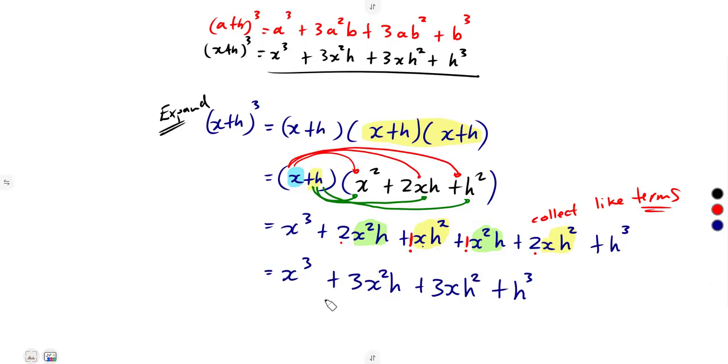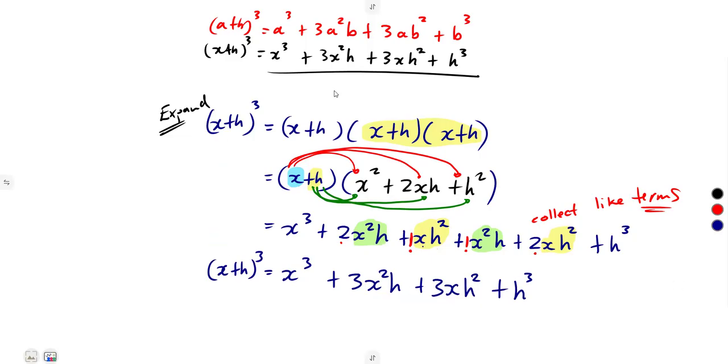They cannot be added. So most of you guys, you end up adding these two. No, be very careful, especially under exam. Check properly, guys. This one is on x, this one is on h. They are not the same. They are different terms. They cannot be added. So that is the expansion of what? X plus h to the exponent of 3.